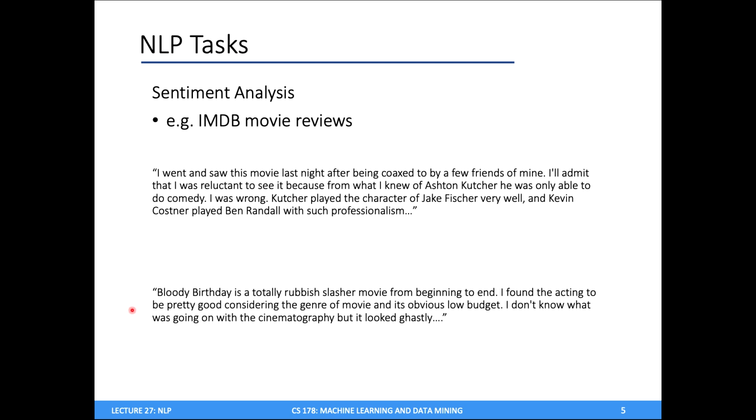This one, kind of humorous, is clearly a negative movie review. Bloody Birthday is totally rubbish, slasher movie from beginning to end, and so this would probably be an easy one to classify. But in general, again, a really hard task. This could have potential business applications, right? You want to take in a review and classify whether or not it was positive or negative to really get some sense of what your customers are thinking about, say, your products.